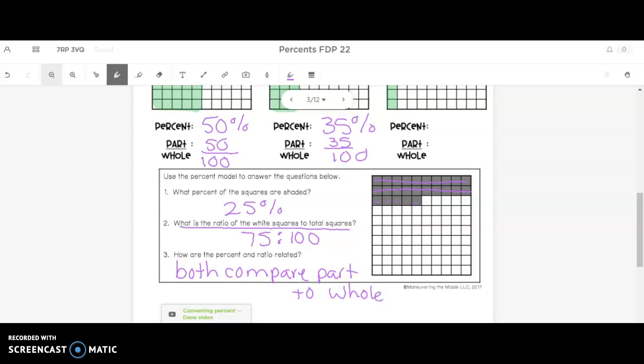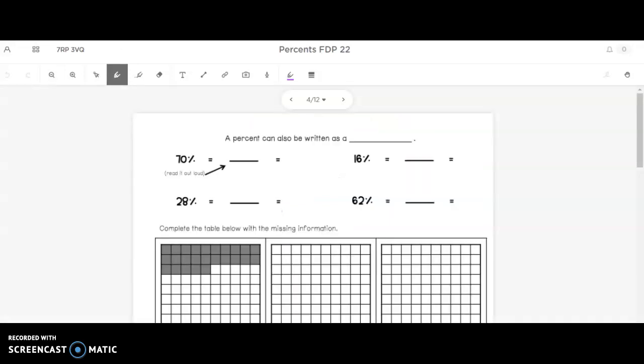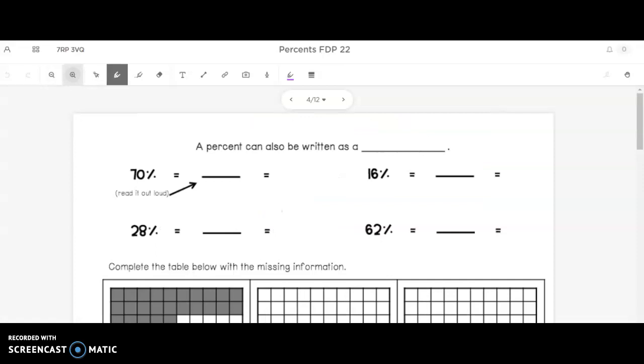All right, so that's it for the first page, and on the back, all right, so this time they gave us 70%. We're going to write it like a fraction, and then we're also going to write it like a decimal. So 70% as a fraction is 70 over 100, and then to write it as a decimal, we would just write 70 hundredths, which means it ends in the hundredths place.